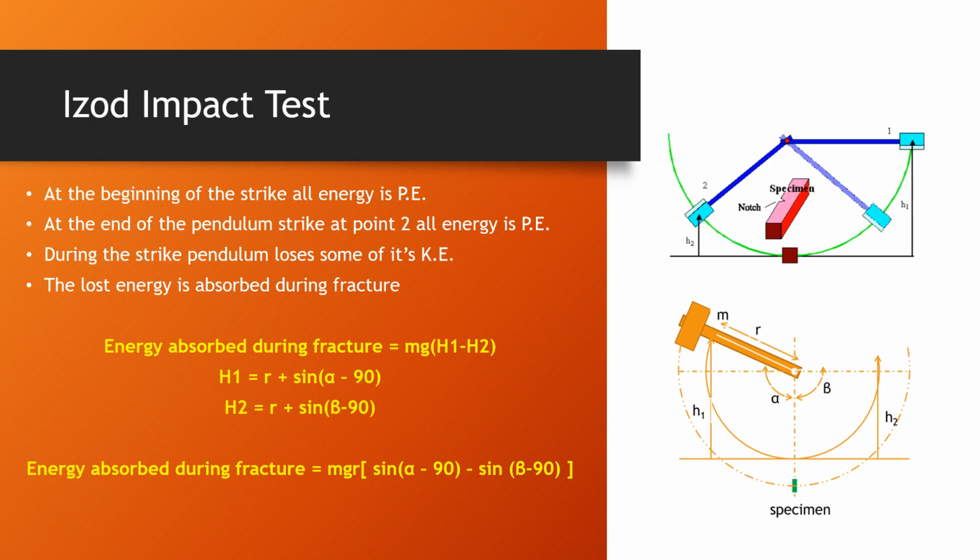In any case, if beta is less than 90 degrees, we would get r minus sine of 90 minus beta. So the energy absorbed during fracture, if you simplify it, would be mgr times sine of alpha minus 90 minus sine of beta minus 90. And from there on, you can theoretically calculate how much energy has been absorbed during the fracture.